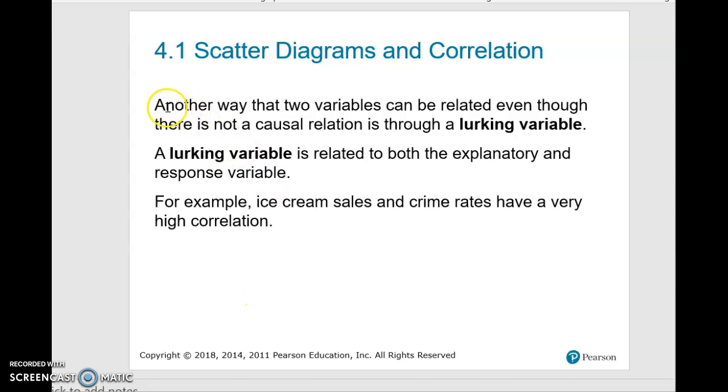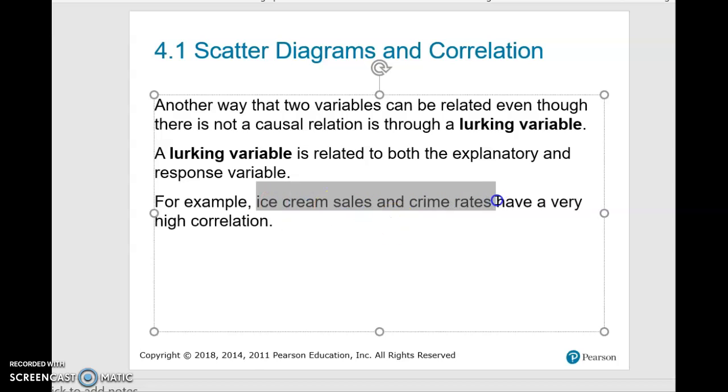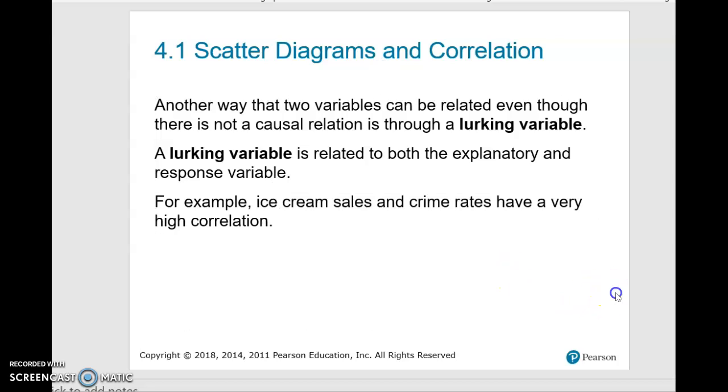Here's something I didn't talk about. We have a relationship. Here's a relationship between ice cream and crime rates. This is like a famous statistic example. As ice cream sales increase, crime rates increase. Okay, they're correlated. By our definition, they're correlated.